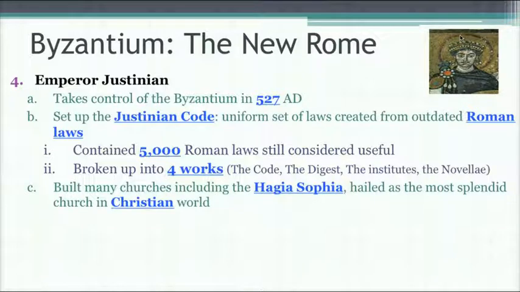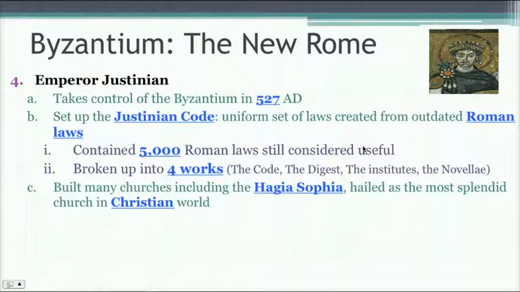One of the other things that Justinian does is he's definitely a Christian emperor, sorry, and he really wants a Christian empire, and he built many churches to prove that, and he probably built one of the most spectacular churches that still exists today. It's called the Hagia Sophia. That's the pronunciation for this one here. It's hailed as the most splendid church in the Christian world.